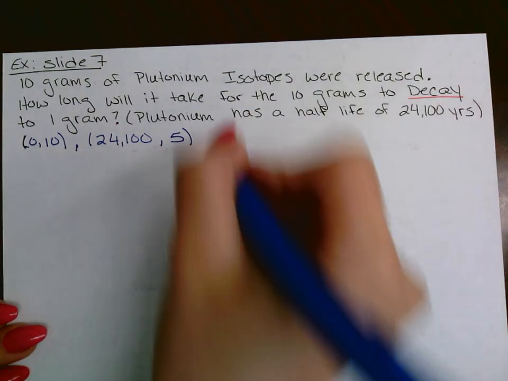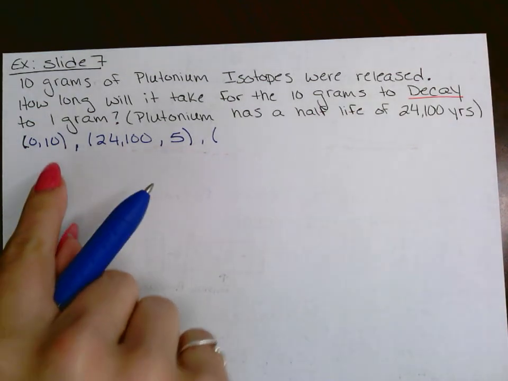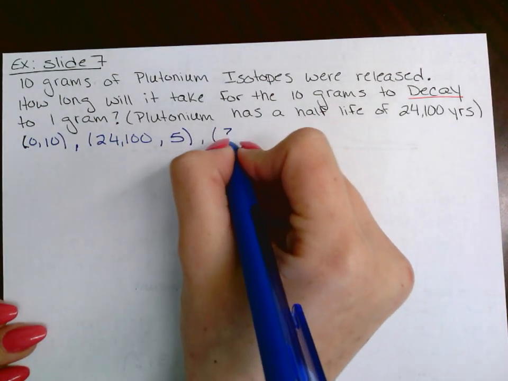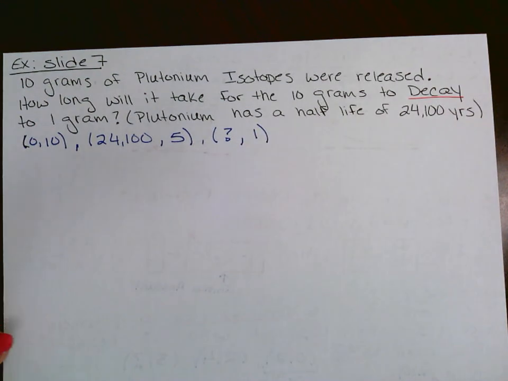And then the last one they're asking me, a little different than the last question, is how long will it take? So what they're asking me for is time. When will I be 1 gram? If you can figure out your 3 ordered pairs, you're pretty much set for the question. Okay?